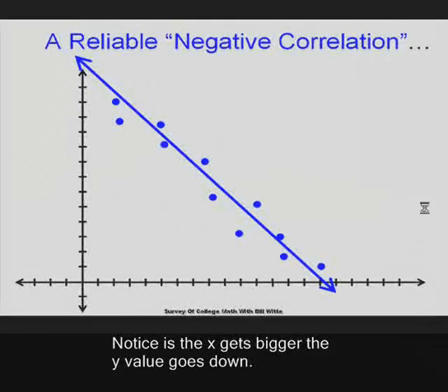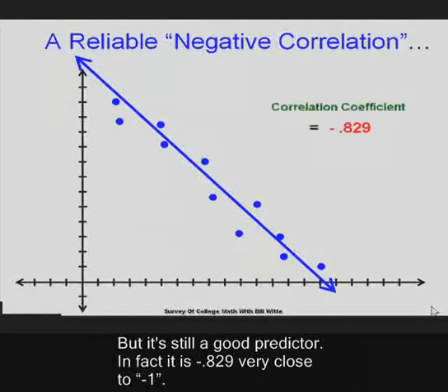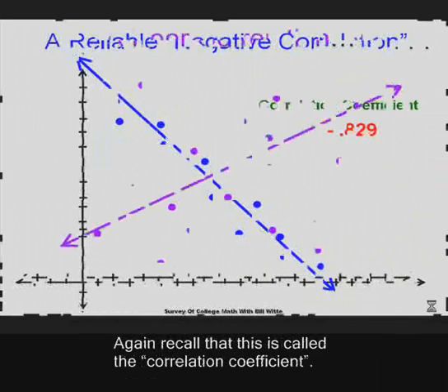Now this one would be a pretty reliable negative correlation. Notice as the X gets bigger, the Y value goes down. Okay, but it's still a good predictor. Excellent. Okay, in fact, it's a -0.829. It's very close to -1. It's called the correlation coefficient.